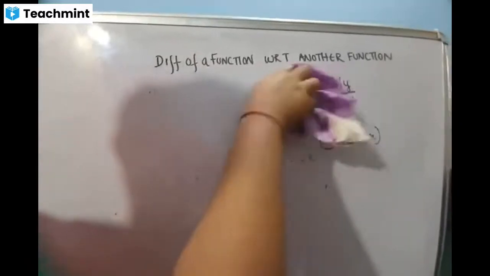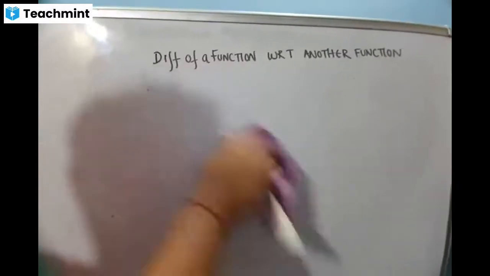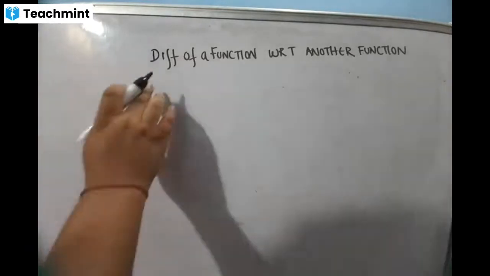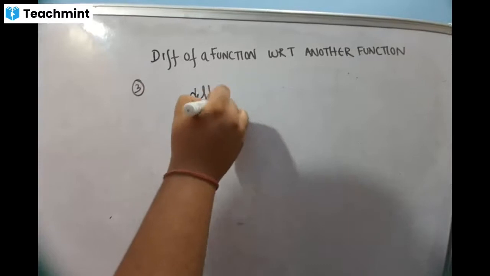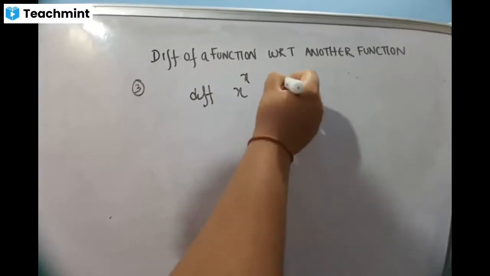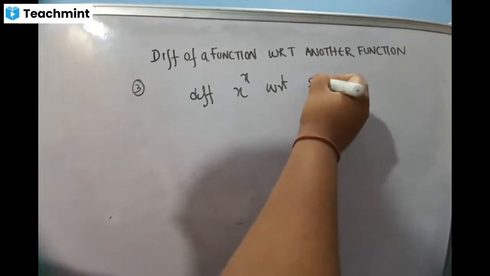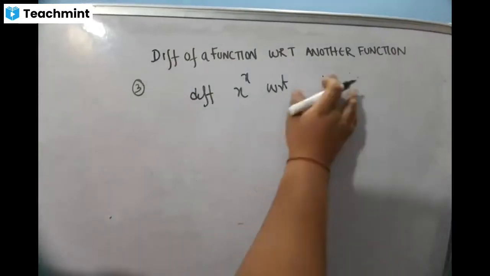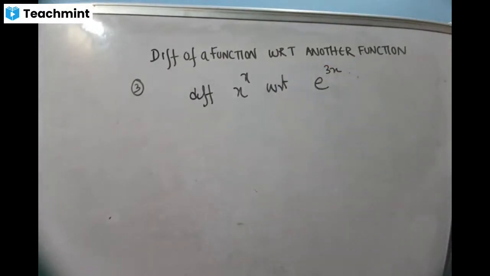Okay, now let us do the third question. Question number three. Ready, everyone? Okay, the third question is, differentiate x to the power x with respect to, let us say, sine x, a simple one. Or rather, let us try to make this one also similar type. E to the power 3x for a 2 marks question. So this could be the question.